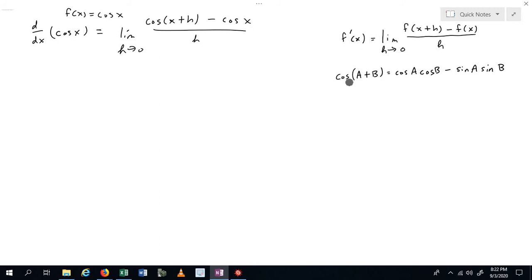Then we're going to use a trig identity to break this up. You may remember that cosine of a plus b is the same as cosine of a times cosine of b minus sine of a times sine of b. Okay, so let's apply that identity to this. That's going to give us cosine x cosine h minus sine x times sine h, minus cosine of x, all over h.